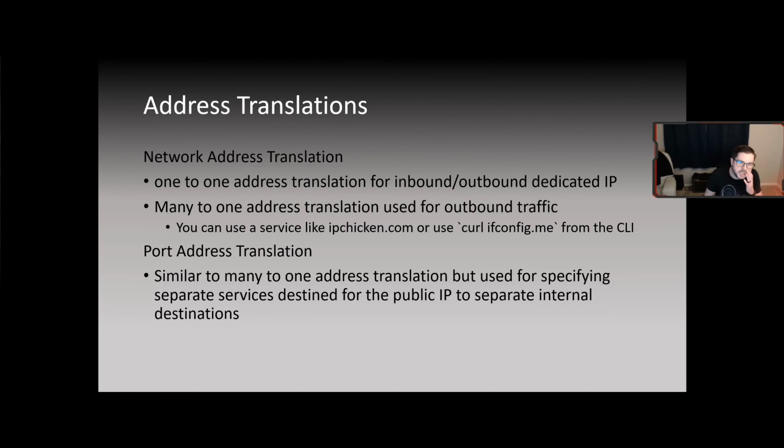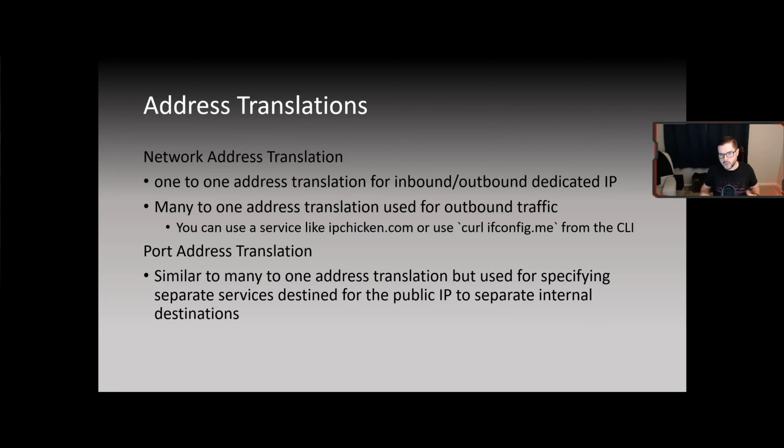Network address translation has a couple of different types. One-to-one network address translation is basically providing a dedicated IP for an internal device. You can say, all right, here's my public IP, or one of my public IPs if you have a range of them, and I want this public IP to be dedicated to my web server or email. If you host multiple things on the same device, you can do it like that.